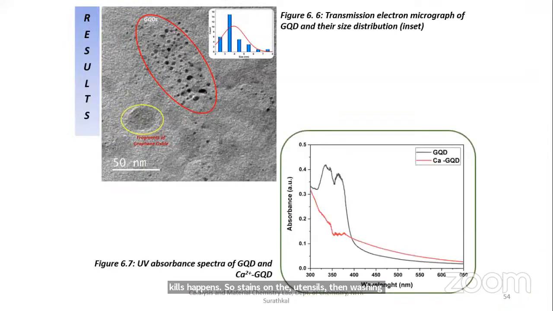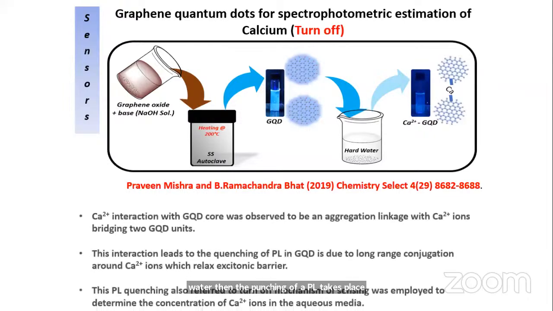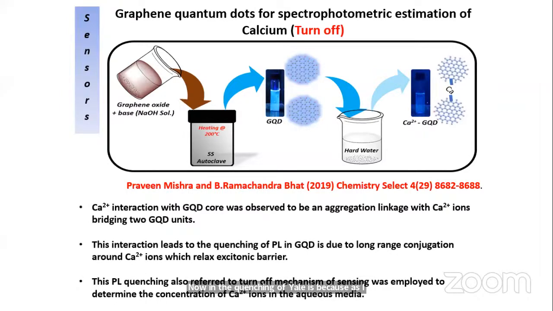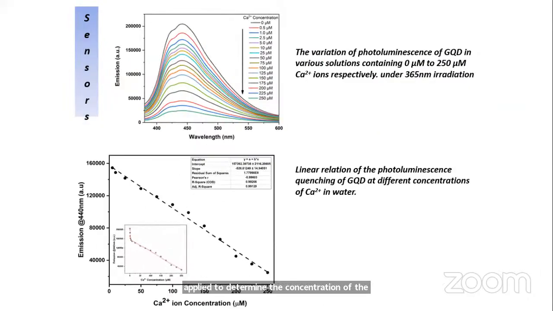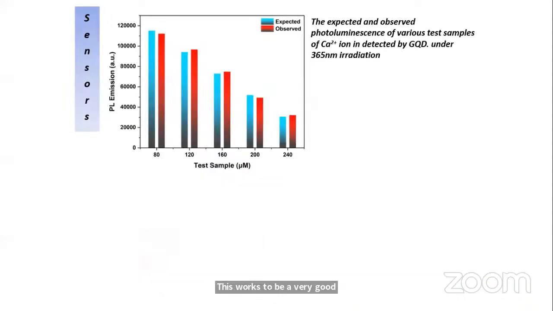So we have tried to monitor the calcium in hard water, and you can see how the GQD is prepared. Once you prepare the GQD, you add it to the hard water, then the quenching of PL takes place. This is known as a turn-off mechanism, and this sensing was applied to determine the concentration of calcium ions in aqueous media. So these graphs show that this works to be a very good photoluminescence sensor.